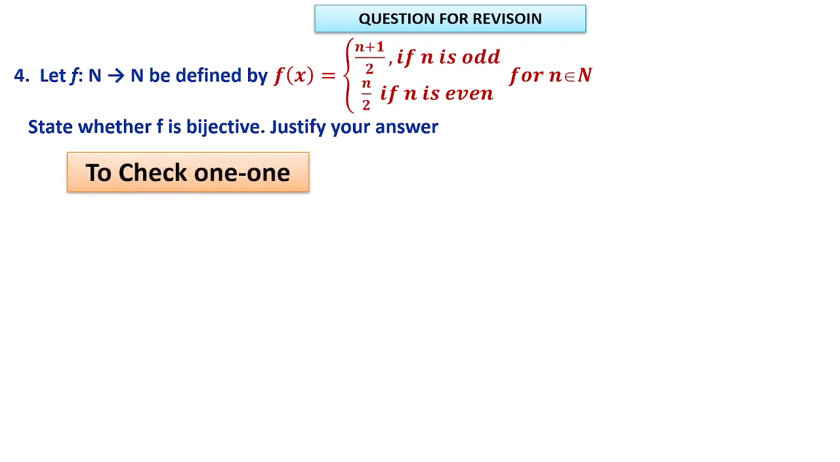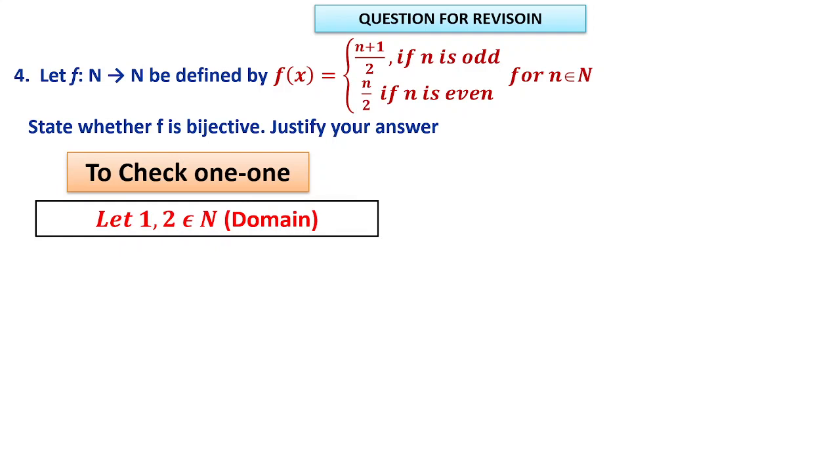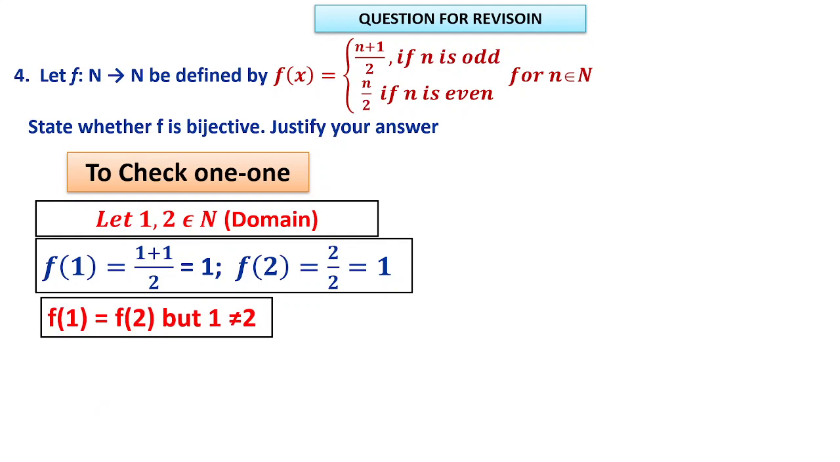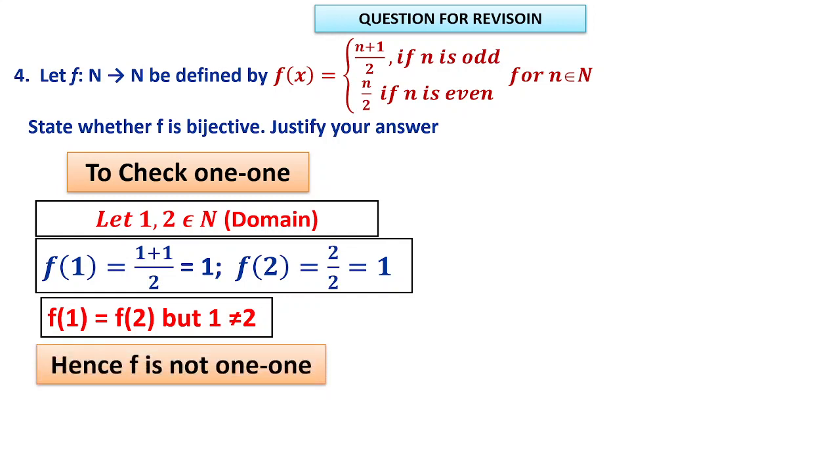Well, let us check one-one. I will take two elements 1 comma 2, which are not equal. f of 1 is 1 and f of 2 is 1, because 1 is an odd number, therefore (n plus 1) by 2 is taken, and 2 is an even number, therefore n by 2 is taken. Therefore you are getting the images equal, f of 1 and f of 2, but 1 is not equal to 2. Therefore, it is not one-one.